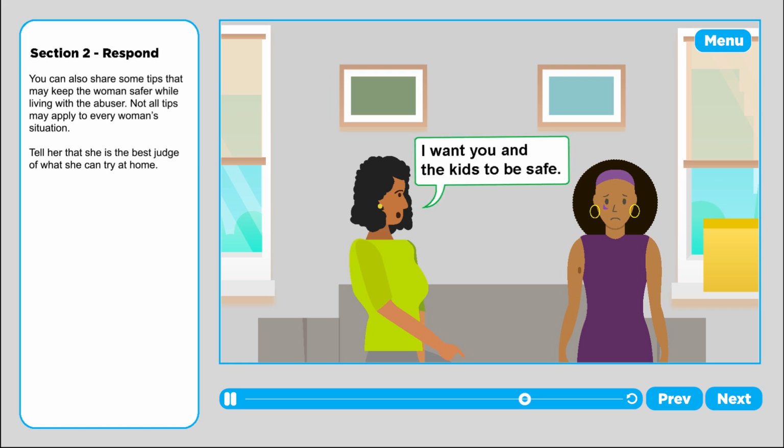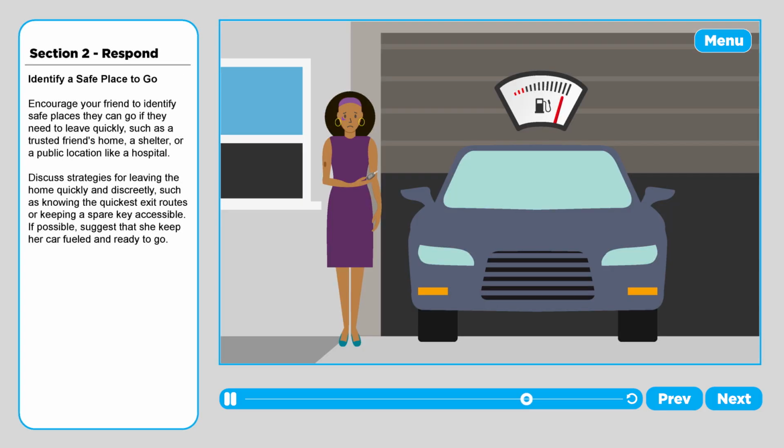Not all tips may apply to every woman's situation. Tell her that she is the best judge of what she can try at home. Identify a safe place to go. Encourage your friend to identify safe places they can go if they need to leave quickly, such as a trusted friend's home, a shelter, or a public location like a hospital.